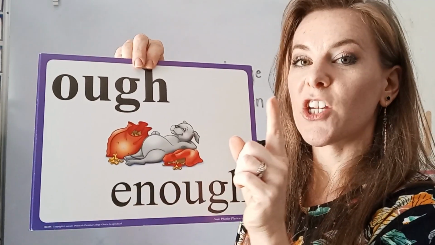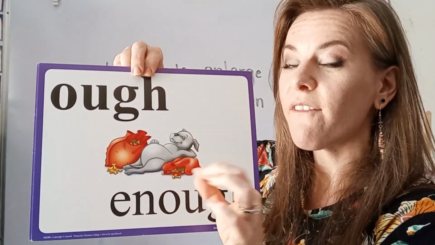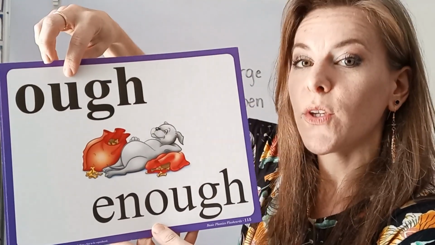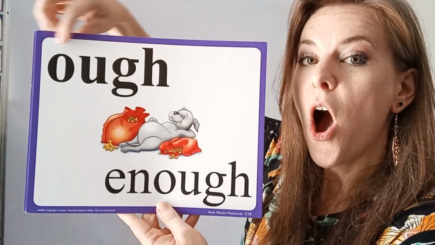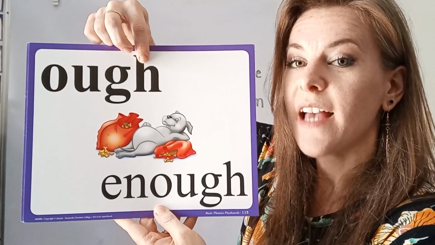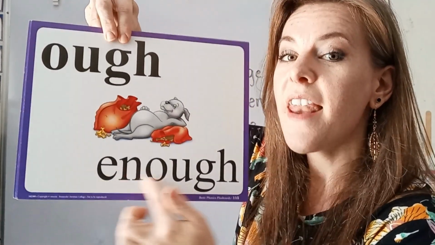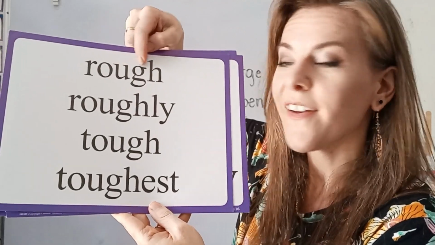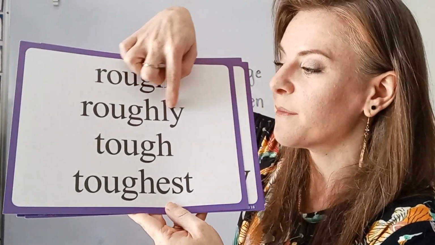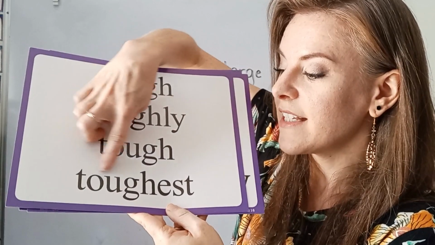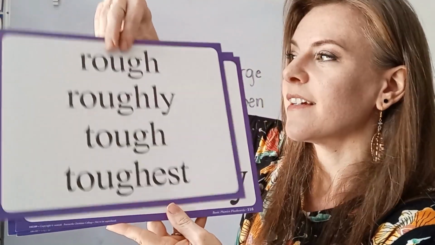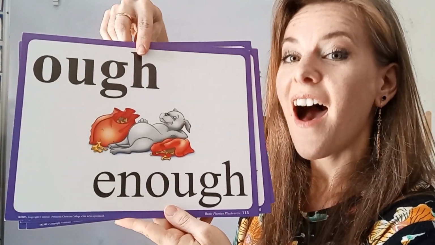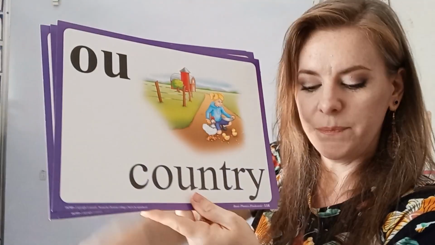Then we have uff. It sounds like a short U and an F. Uff in enough, but it's O-U-G-H. O-U-G-H says uff in enough. Enough. We have rough, roughly, tough, toughest. O-U-G-H says uff in enough.